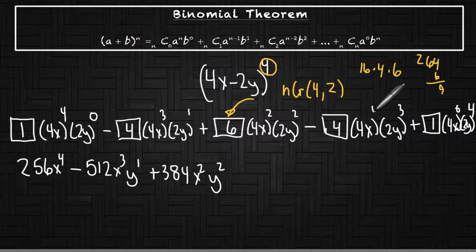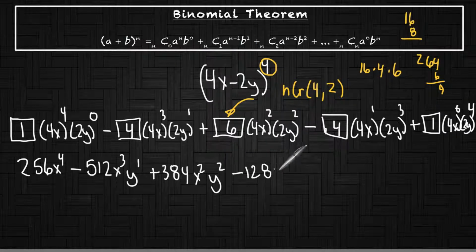4 to the 1st is 4 times 4 is 16. 2 to the 3rd is 8. So we need to multiply 16 times 8. Let's make sure we did that right. 2 to the 3rd is 8 times 4 times 4. So that's going to be, let's see, 8 times 16 is, looks like that's going to be 128. All right, so you end up with minus 128 x to the 1st and y to the 3rd.